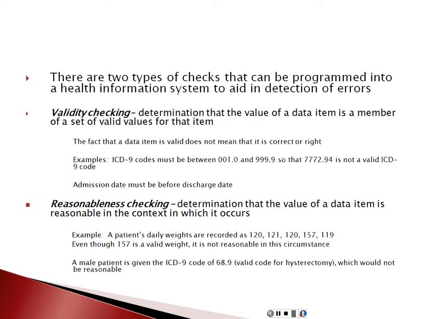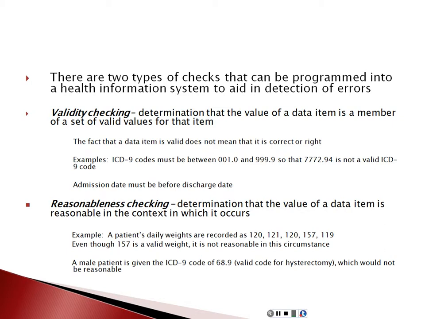Now, two types of checks that can be programmed into an information system that can aid in the detection of errors are called validity checking and reasonableness checking. Now, validity, you've heard the term valid, so we're checking to make sure that the data are valid, and actually the system is checking it. And so this is the determination that the value of a data item is a member of a set of valid values for that item.